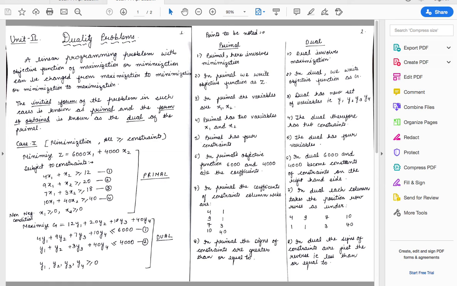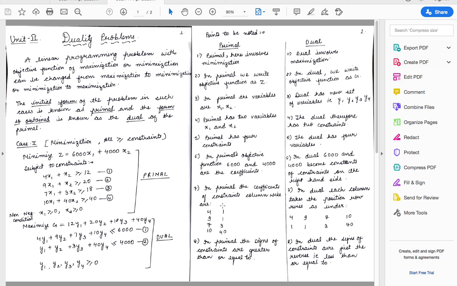In primal's objective function 6000 and 4000 are the coefficients. You can see 6000 and 4000 are the coefficients of primal, which in dual become constants on the right hand side. This 6000 and 4000 now we will write here as constants on the right hand side.